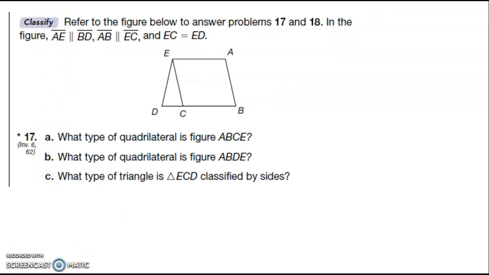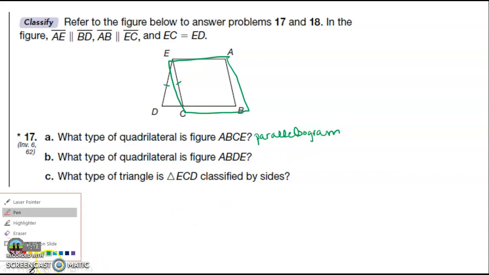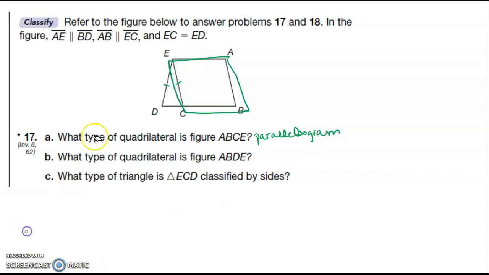Okay, it says refer to the figure below, and it tells us a whole bunch of stuff is parallel. So AE is parallel to BD. Okay, and then EC is equal to ED. So these two are the same. It says what type of quadrilateral is ABCE? That's going to be a parallelogram. Okay. And then let's go ahead and erase that.